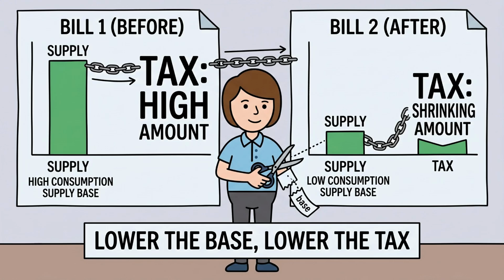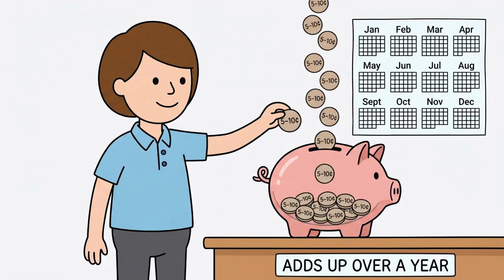If you lower your supply charge by switching suppliers or lower your delivery charge by shifting usage off-peak, the tax amount will drop too because it is a percentage. So every dollar you save on the lower charges also saves you about 5 to 10 cents in taxes. It is not a huge amount, but it adds up over a year.